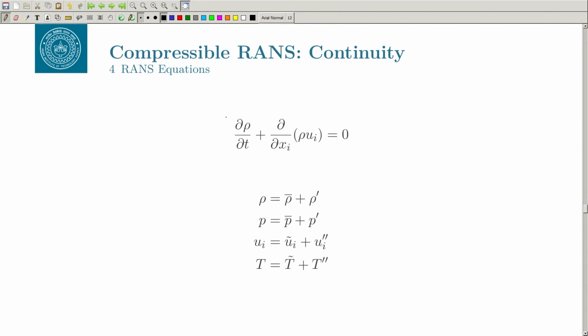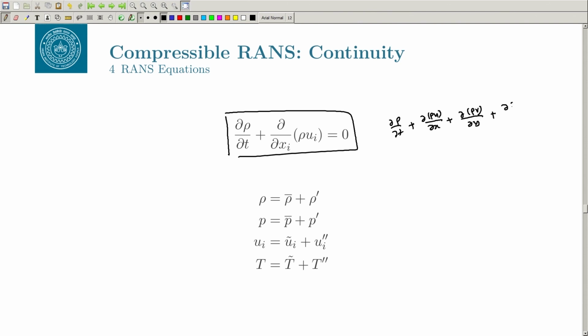So, this is our mass conservation equation. In 3D it can be written as del rho by del t plus del rho u by del x plus del rho v by del y plus del rho w by del z equal to 0. This is the expanded notation. In the vector notation, that is del rho by del t plus del dot rho u will be 0.